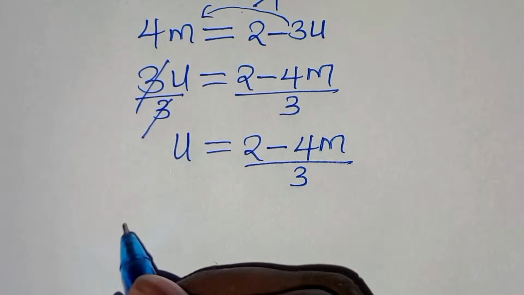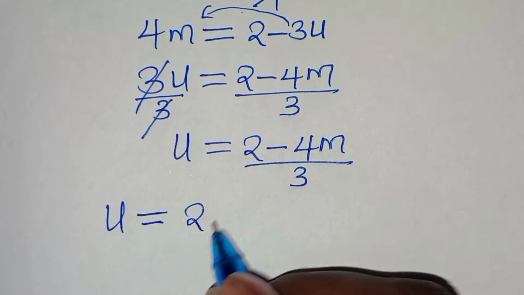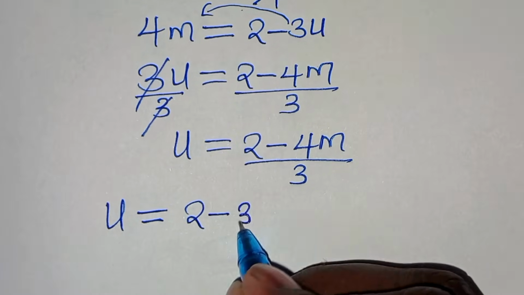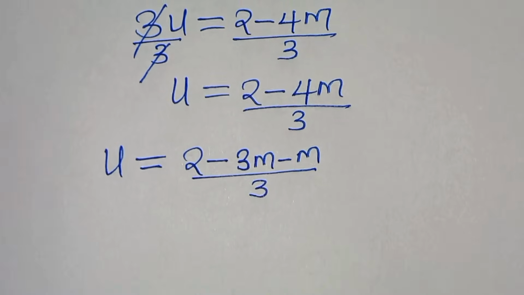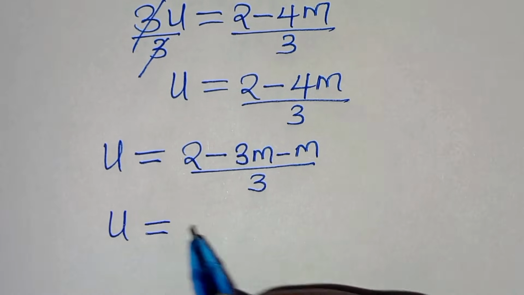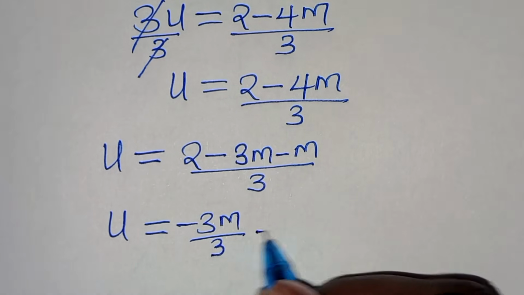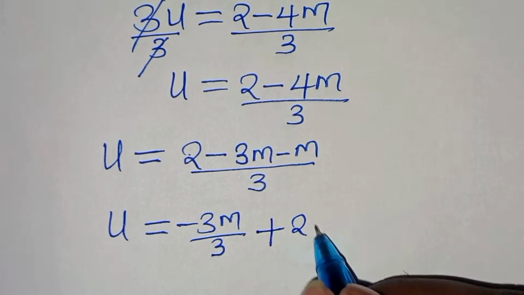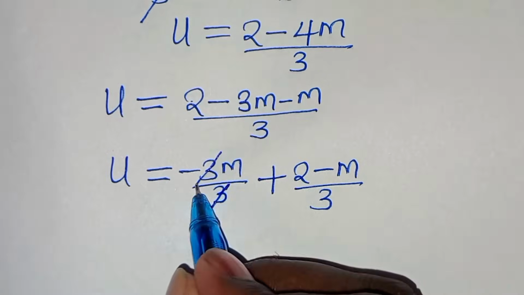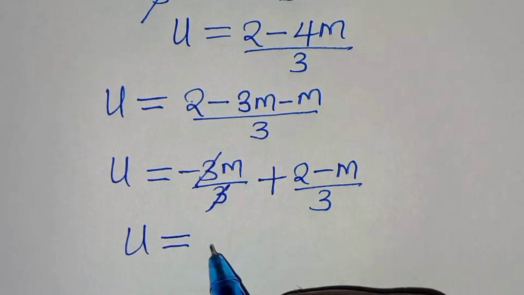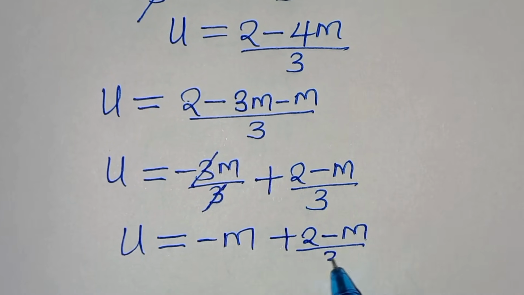Now, this means that u is equal to, we can express 2 minus 4m as 2 minus 3m, minus m divided by 3. Therefore, we have that u is equal to, this is minus 3m divided by 3, then plus, now this is 2 minus m divided by 3. So let's simplify 3 and 3 here. So this means that u is equal to minus m plus 2 subtract m divided by 3.